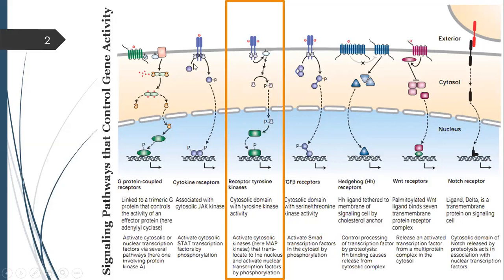cytokine and TGF beta receptors are serine threonine kinases, while these receptor tyrosine kinases are tyrosine kinases. So let's talk about this in detail.